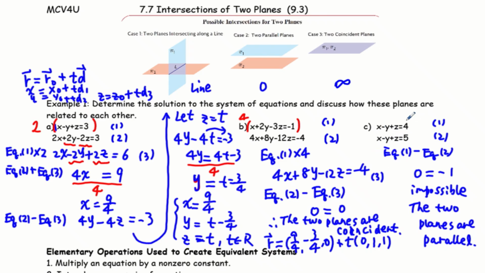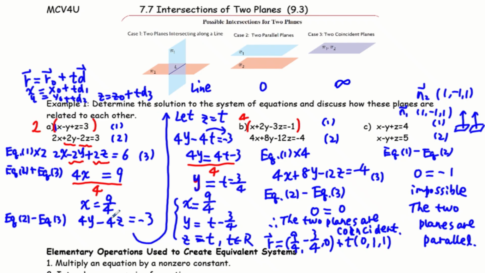Also, you can see it from the normal. So this one, the A, B, C are the normal. This is N1. And N2, you will see is the same. The two normals being the same means the two planes are either parallel or coincident, depending on the constant. So that is what you can see from the normal. Okay, so this is intersections of two planes.